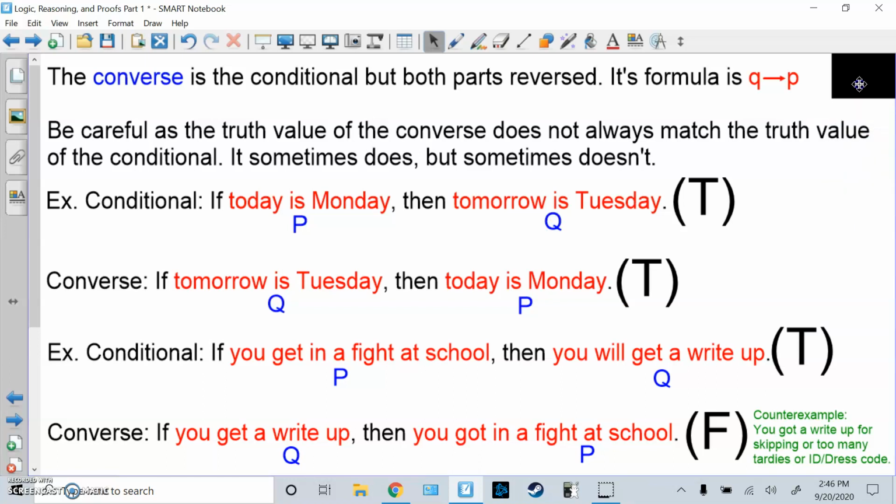Here's the reverse of another one that fails. If you get in a fight at school, then you'll get a write-up. That's true. Now reverse it. If you get a write-up, that means you got in a fight at school. So if you got a write-up, can you guarantee that it's because of a fight? The answer is no. You could have gotten a write-up for skipping, too many tardies, being out of ID or dress code, or having electronics out. There's lots of reasons why you could have gotten a write-up.